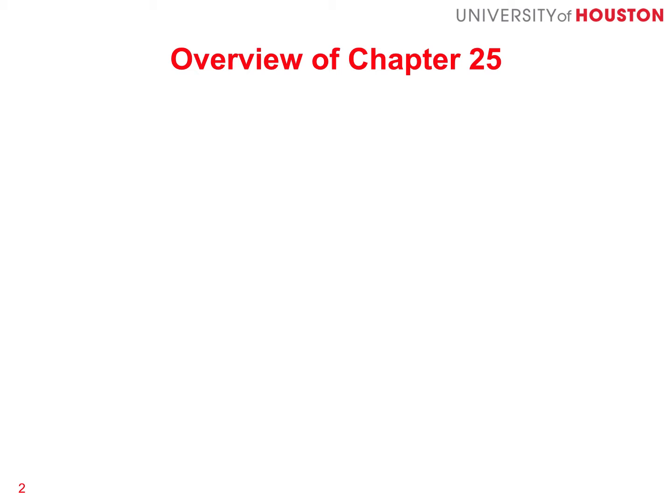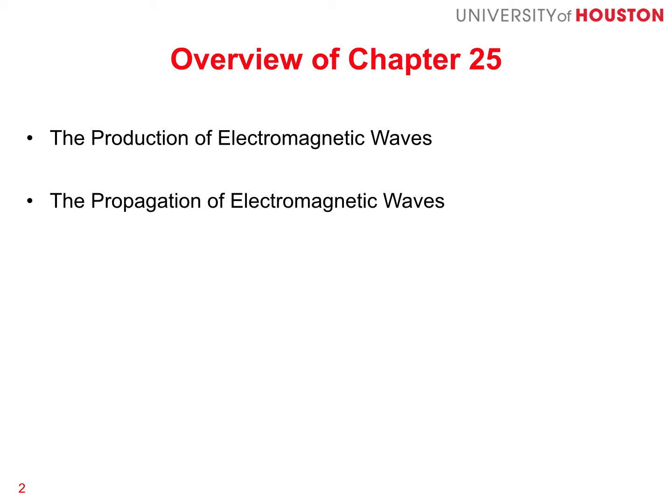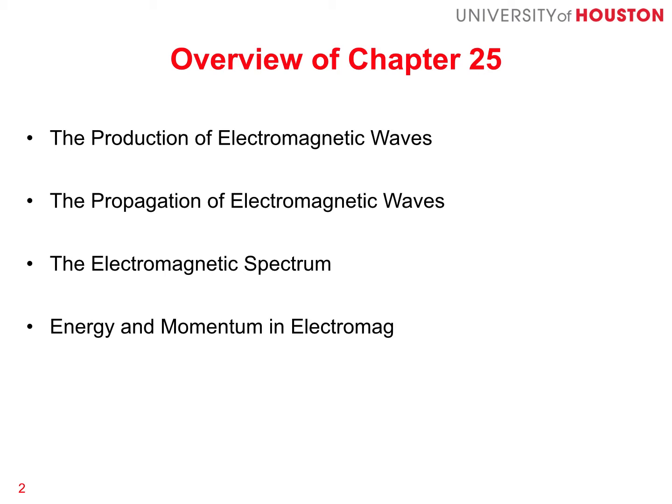Here is the overview of Chapter 25. We will first talk about the production of electromagnetic waves. Then we will talk about how the electromagnetic waves propagate. Then we will move on to the electromagnetic spectrum and talk about all the different types of electromagnetic waves there are. Finally, we will move on to the energy and momentum in electromagnetic waves, and to finish, we will talk about the polarization of electromagnetic waves.